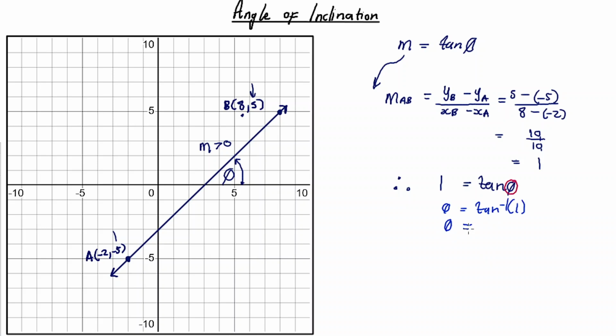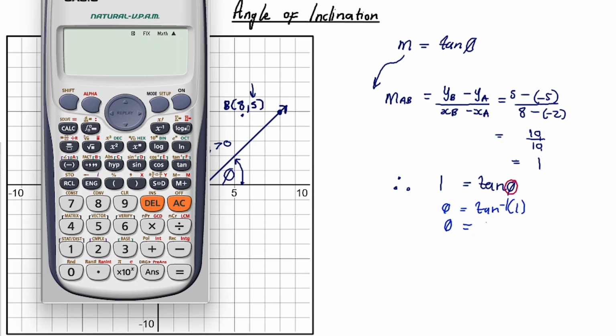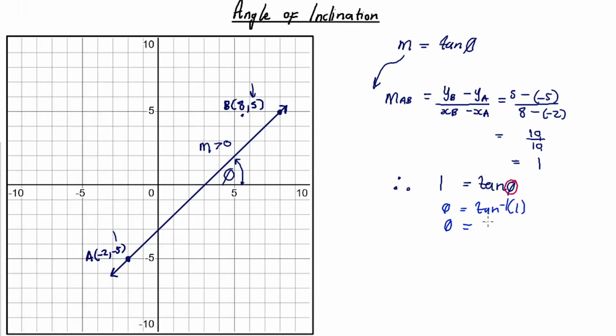So arctan of 1, this is a special angle ratio. So what am I doing? Shift tan of 1, it's 45 degrees. So our angle of inclination is 45 degrees. So what the angle of inclination does is that it tells us about the orientation of the line, right?